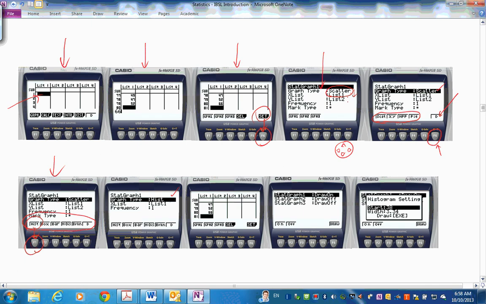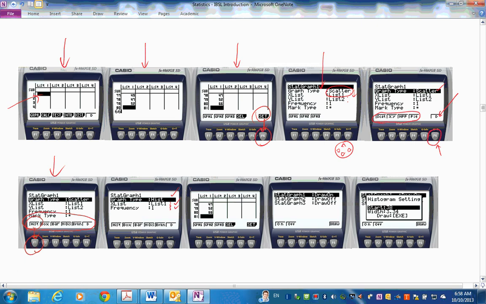So we'll hit F1, and it highlights histogram there. It will also change these other entries, because with a histogram you need an X list and a frequency. Scatter graph needed 2 different variables, an X list and a Y list. So X list is list 1, so that is correct. Otherwise you have to scroll down there and change the list number. And the frequency is 1. Yes, we only had 1 of each of those data points entered. It wasn't grouped already, we just put them in. So what are we going to do then?